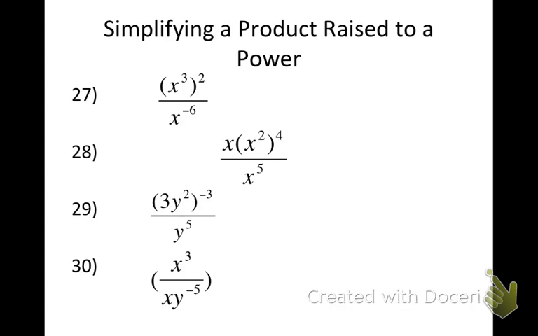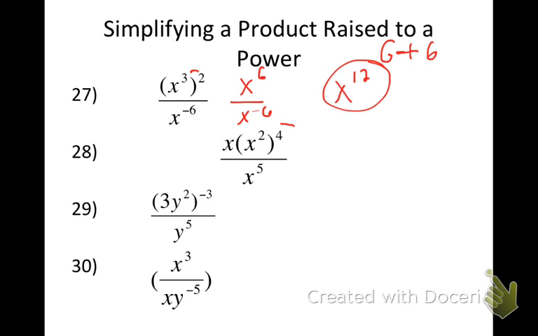27. I have x to the third, to the second power, over x to the negative sixth. Anytime I have a power to a power, what do I want to do with that 2 and the 3? I need to multiply them. So I have x to the sixth over x to the negative sixth. Now, when I divide, what do I do with exponents? I'm going to subtract. So that's like saying 6 minus a negative 6. 2 negatives get me a positive? So really, I'm going to have an answer of x to the 12th. Good work. X to the 12th.